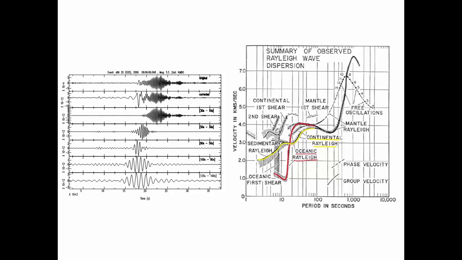The continental Rayleigh wave, shown in yellow here, is different. It's a little more complicated. Again, going from 10 seconds up to 20 to 30 seconds, it's much slower than the Rayleigh wave going through an oceanic area. So we should be able to map out this difference. If the crust underneath that part of the Mozambique plain is oceanic in nature, then we should be seeing a curve that looks something like that.